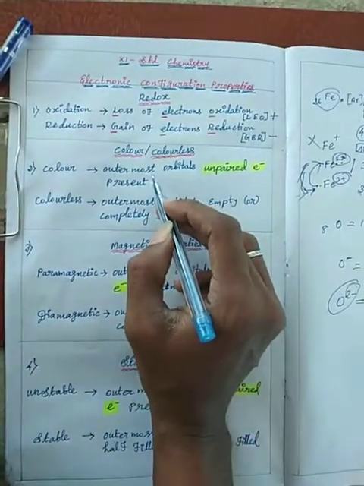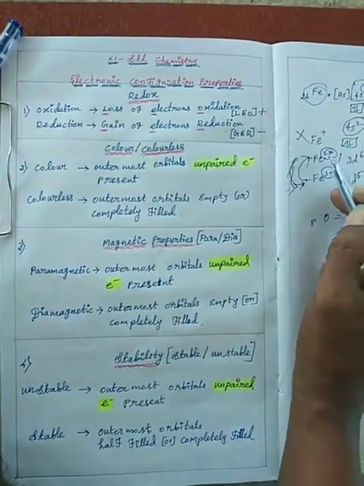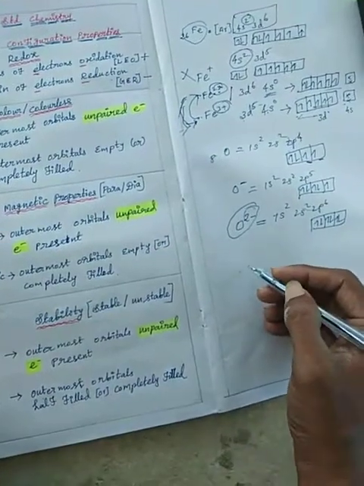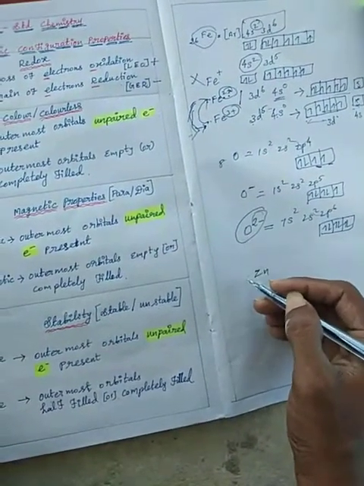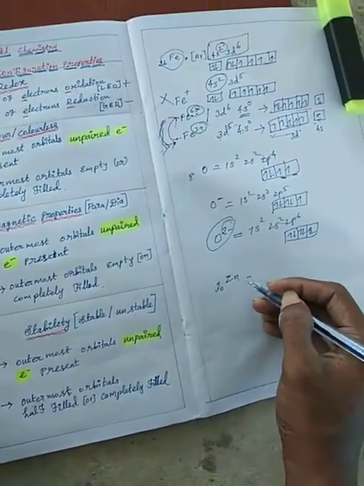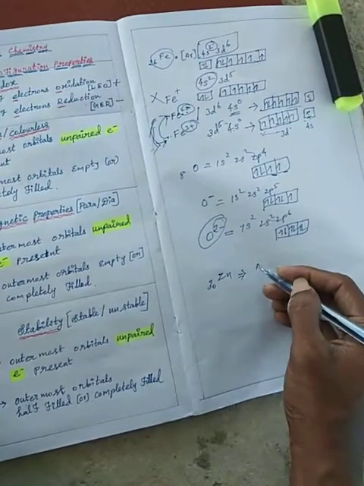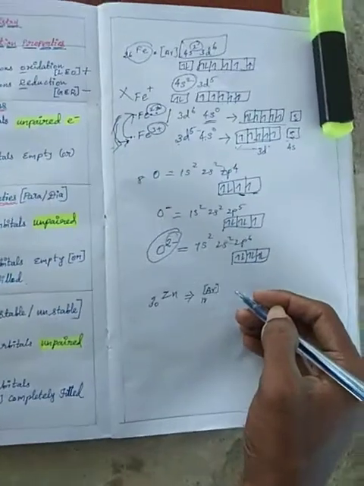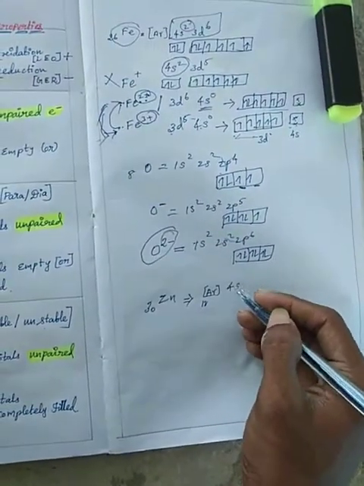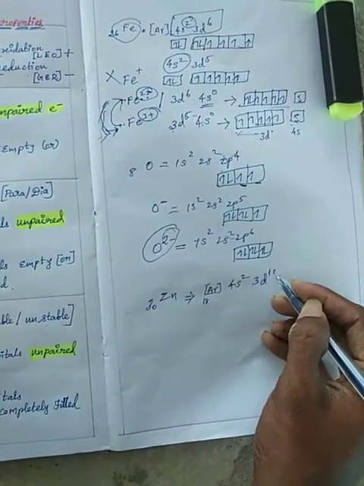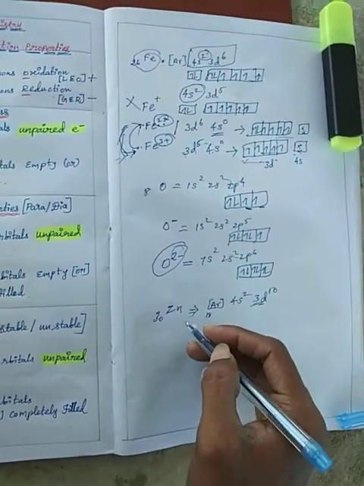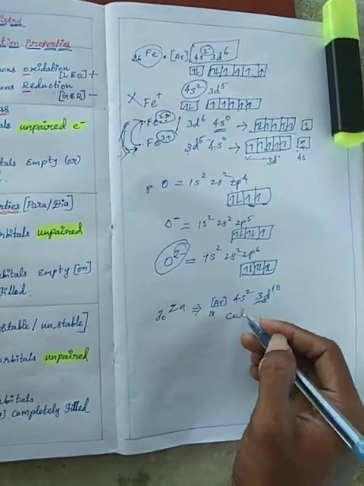So already this one, the rule, for example, the ion completely filled. Example like zinc, atomic number 30, it will be considered argon 18, and next will be worked out as 4s2 3d10, a completely filled d subshell, so that ion is colorless.